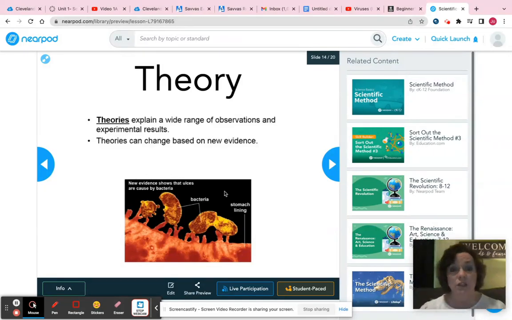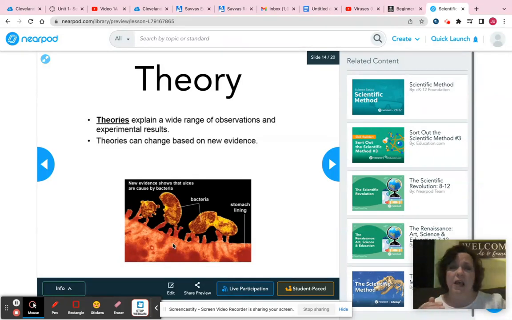I do want to talk a little bit about this picture here. This picture is showing bacteria growing in a stomach lining. I don't know if you've ever heard of someone having stomach ulcers. A stomach ulcer is a spot in your stomach that will grow. It'll be like a raw, irritated place in your stomach. And forever, even when I was growing up, people would talk about stomach ulcers as being a result of a lot of stress in your life.